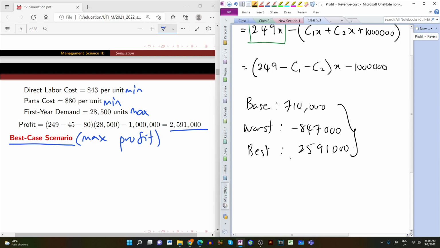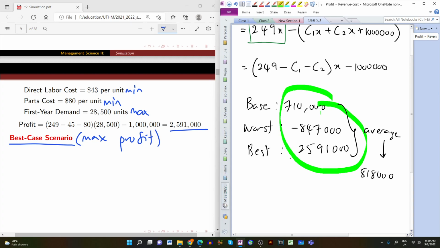Now if you take the average, can you guess what is the average here? 710. So the average here is 818. Only with the three data here. Okay, these are the three data here. With the three data, we are getting this kind of average.